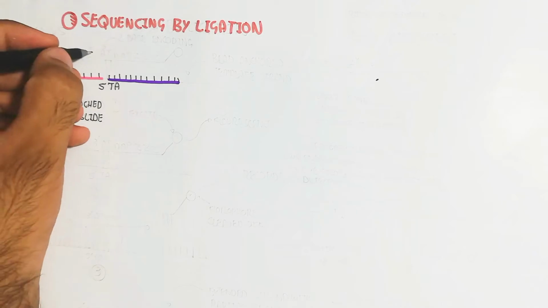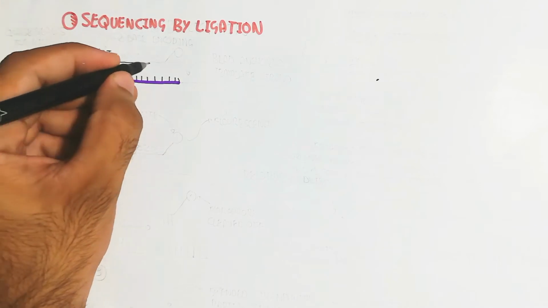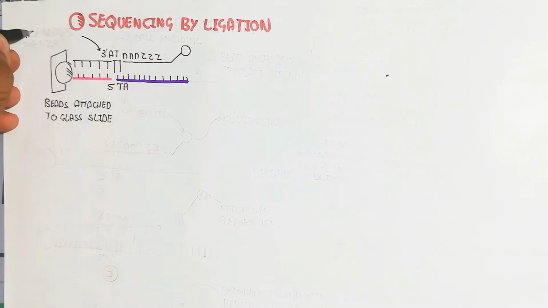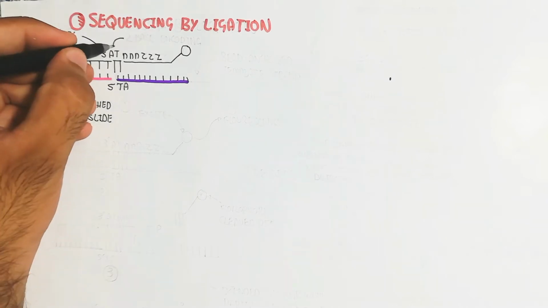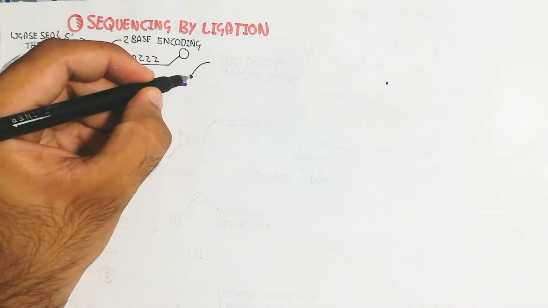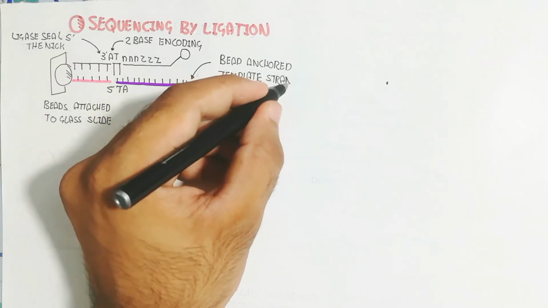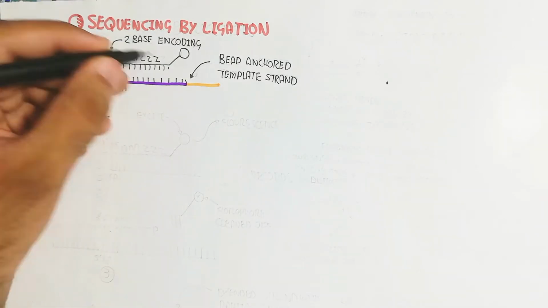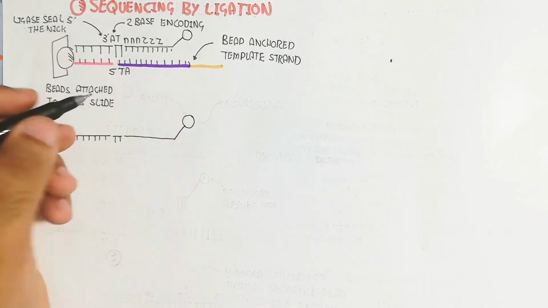So in this way, this is the 5' side containing thymine and adenine, the two bases, which oppositely bind two base encoding, the adenine with thymine, oppositely to the 3' side, and ligase seals the 5' nick. And in this way, the N is the number of the nucleotide points that will be encoded, and in this way the bead anchors the template strand. And after this, step 1 here is the bead attached to glass slide first. After this, the step 1 here, which we had discussed.